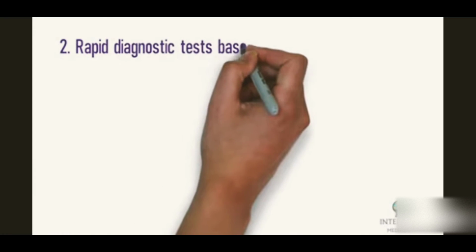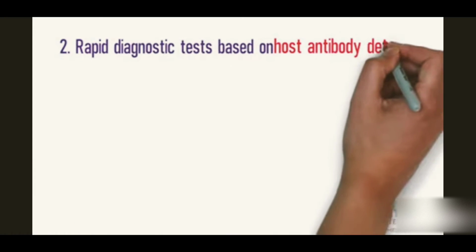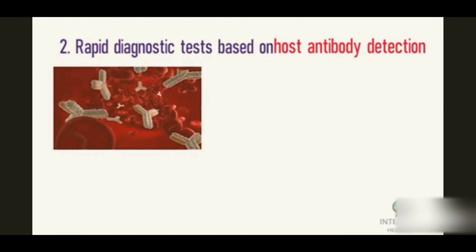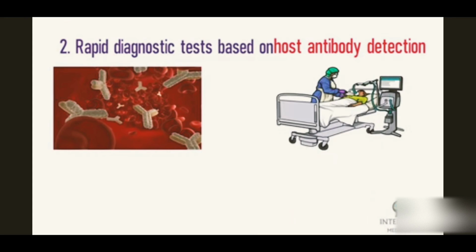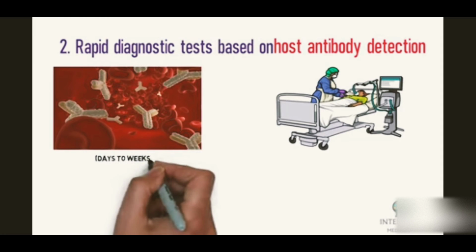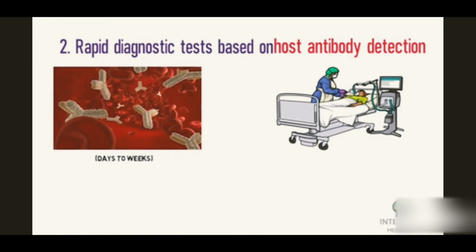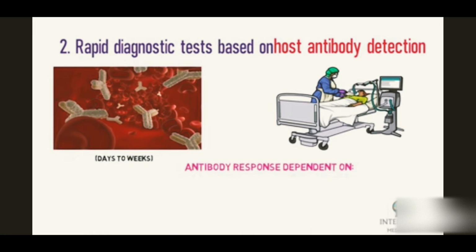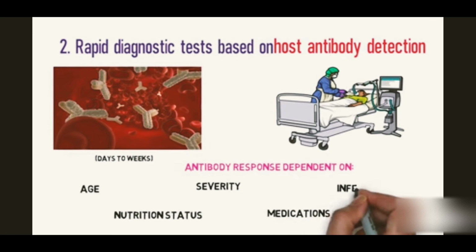Second, rapid diagnostic test based on host antibody detection. This test detects the presence of antibodies in the blood of people believed to have been infected with COVID-19. Antibodies are produced over days to weeks after infection with the virus. The strength of antibody response is also dependent on several factors, including age, nutritional status, severity of disease, certain medication, or infection like HIV that suppress the immune response.